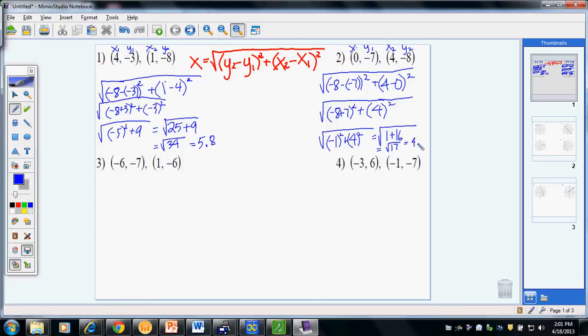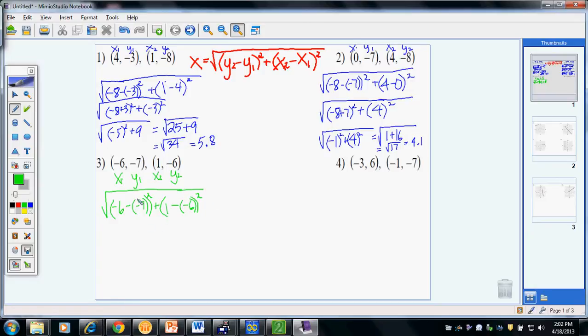Okay, so again, next one, y2, x2, y1, x1. Take our square root, y2, negative 6, minus what we have for y1, which is negative 7, plus x2, 1, minus what we have for x1, which is negative 6.